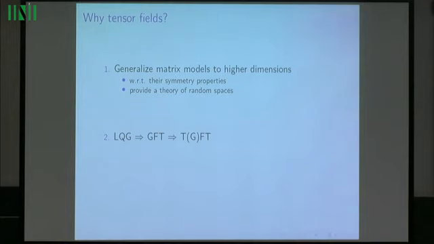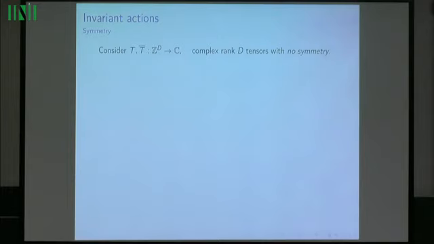GFT is the second quantized version of loop quantum gravity. It's the group field theory. So there are field theories which are defined on copies of compact Lie groups. And in fact, tensor field theories, you can see them as both generalization or simplification of GFTs. Okay, so now let's see a bit more precisely what I'm talking about.